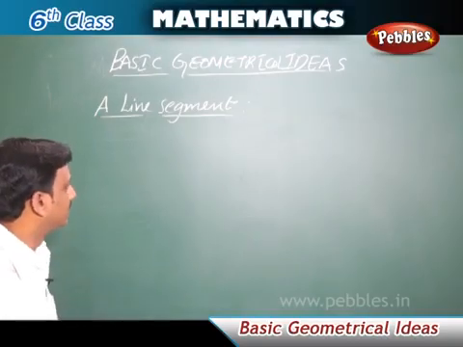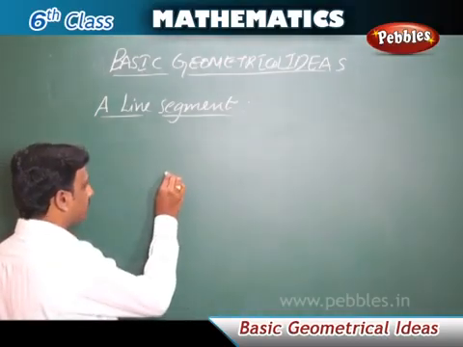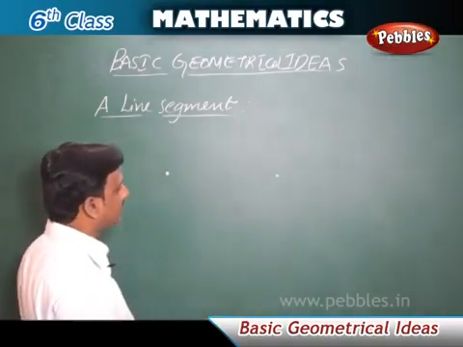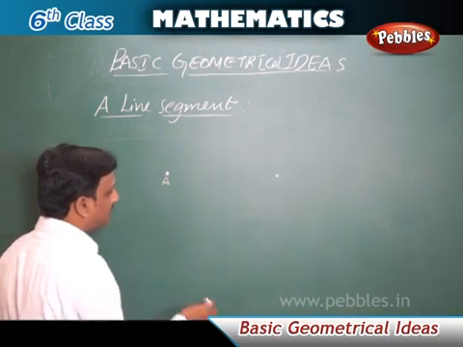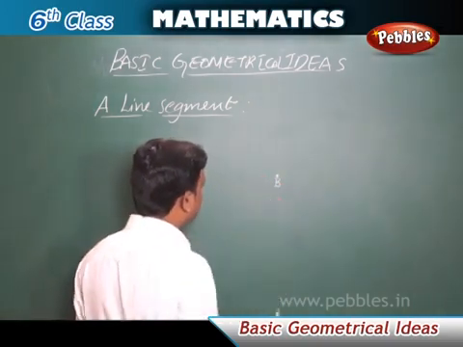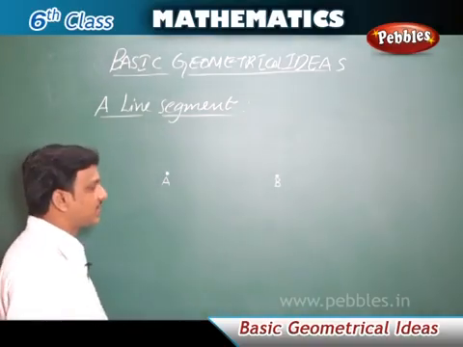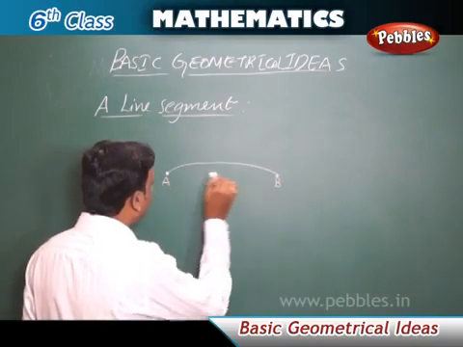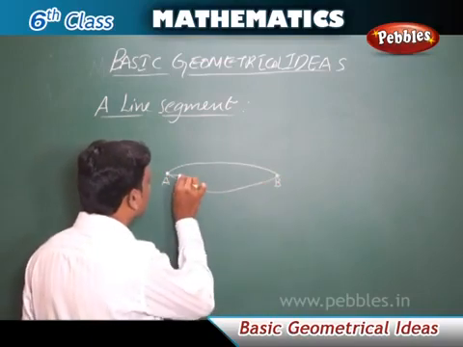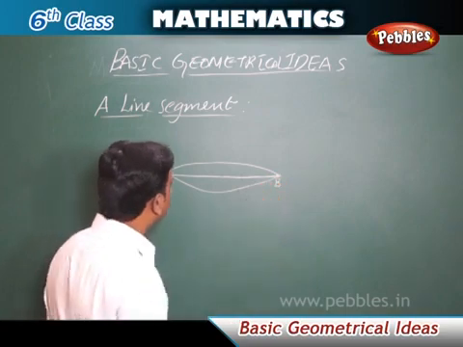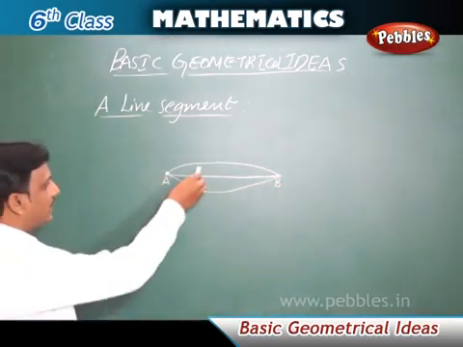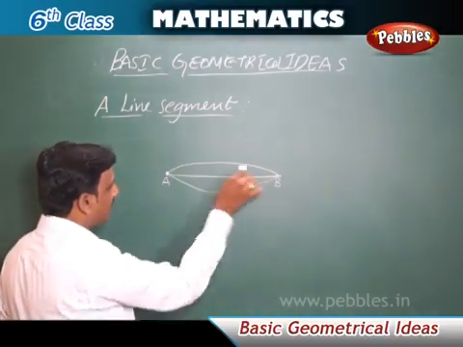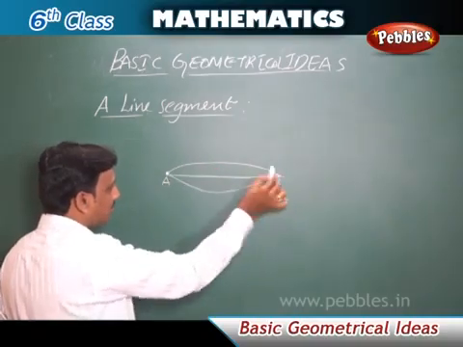A line segment. We have learnt about a point. Now here there are 2 points. We know that a point is denoted by a capital letter. Say this is A and this is B. Now we are trying to connect these 2 points. So we are trying to join these 2 points by some lines like this. Now here we have drawn 3 different lines. This line is also connecting A to B, and this is also connecting A to B, and this is also connecting A to B.